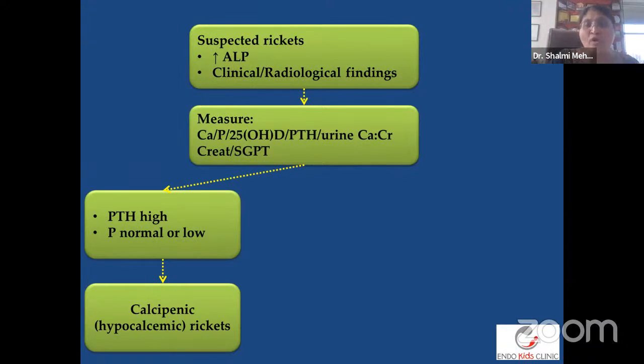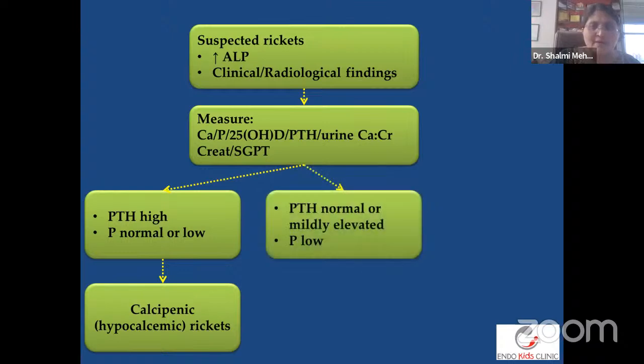But remember, if your phosphorus is low, your PTH will be normal because that is what PTH wants. PTH causes phosphorus excretion. So if the phosphorus is being excreted, the PTH is normal. So just looking at the PTH levels, you know whether you're dealing with calcipenic rickets or phosphopenic rickets, right? So if the PTH is high, you're looking at vitamin D deficiency or calcipenic rickets.